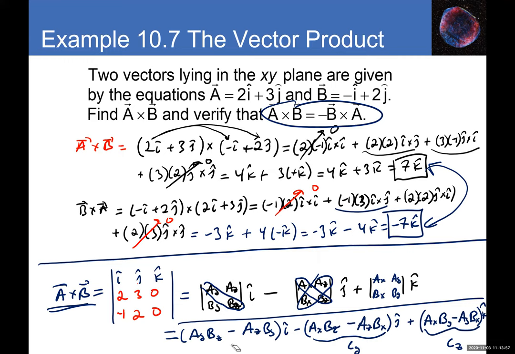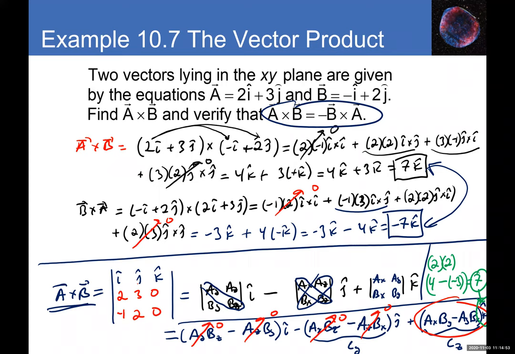Remember, everything that is Z is zero. So this is going to be zero, and this is going to be zero, because all the Z components are zero. The only thing surviving here is AXBY minus AYBX. Let's see what we get from that. AX is 2, BY is 2, so this is 4, then minus AYBX. AY is 3, BX is -1, so it becomes -3. So 4 minus -3 is 7, and this coupled with the K hat gives 7K hat. That's what we had over there.